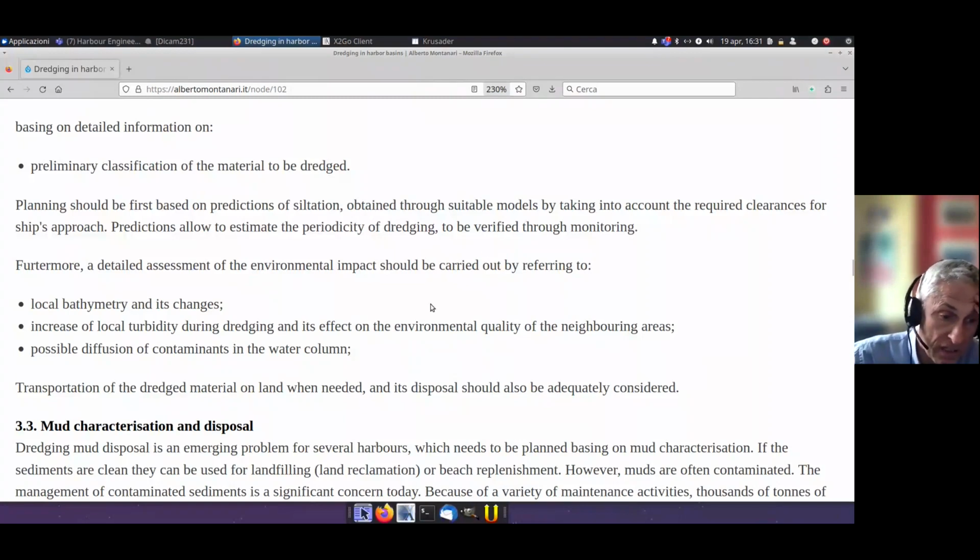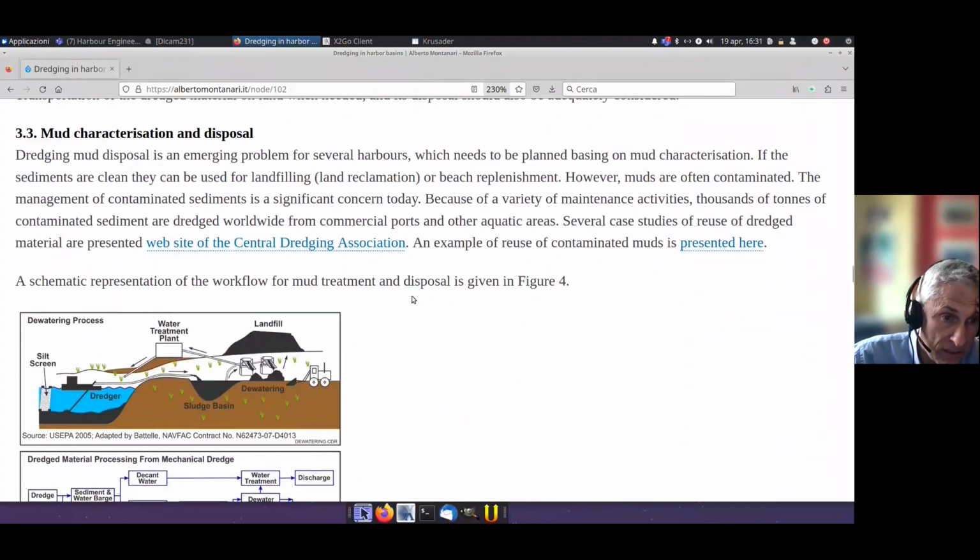And then let me discuss mud characterization and disposal. As I said, this is a relevant issue, because muds are invariably contaminated, and disposal is so an emerging problem for several harbors.